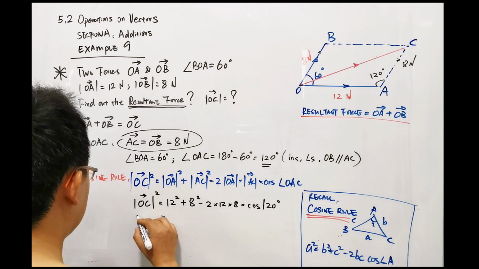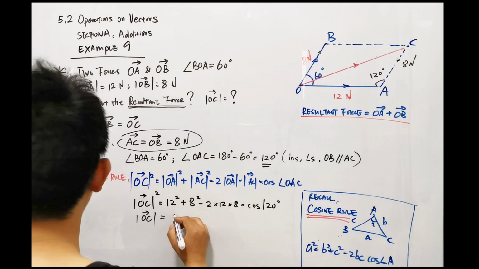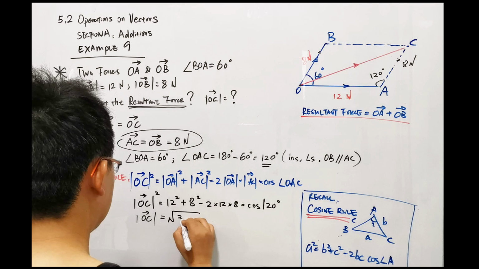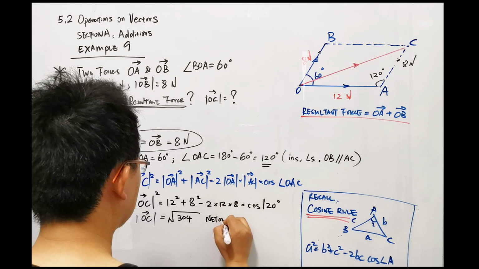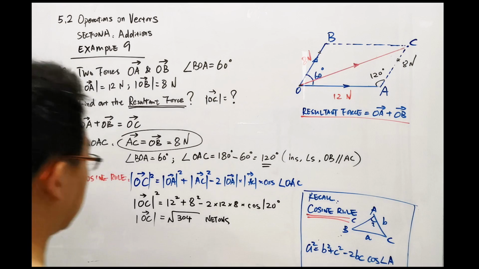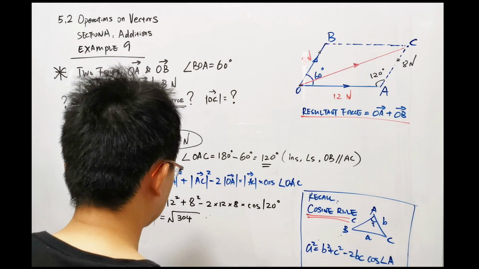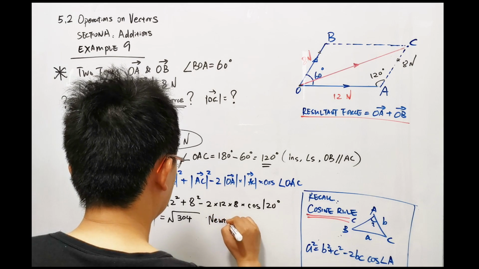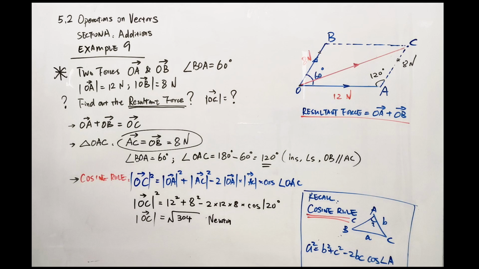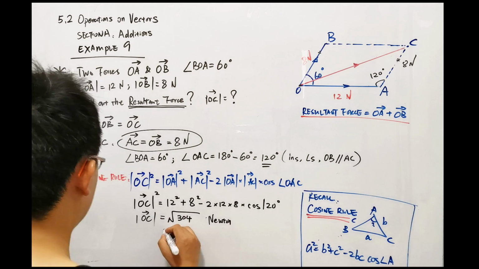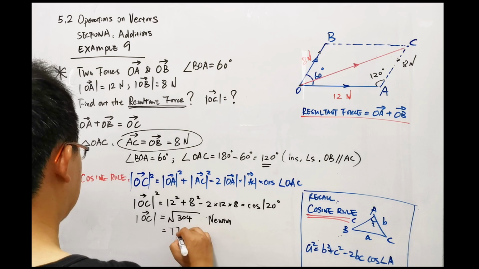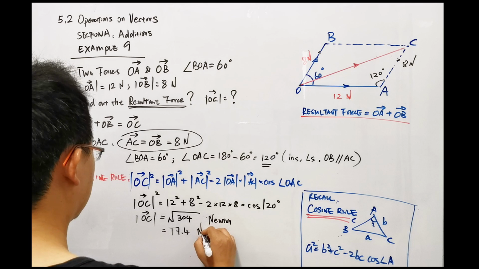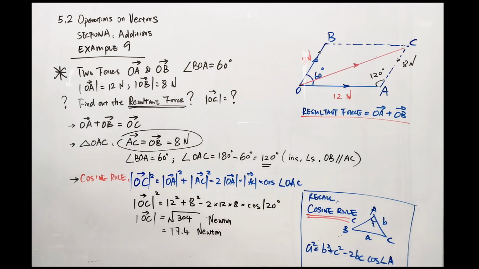Use the calculator. We can actually work out OC squared equals to 304 Newtons, right? Sorry, Newton. Okay. Right? So, and we can continue to work this out. Okay, so it can also equal to 17.4 Newtons, right?